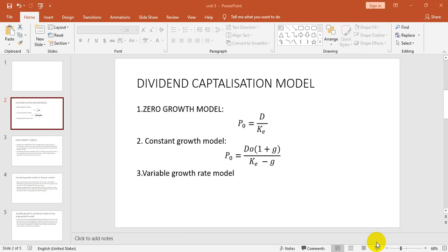I'm done with the 2 units, and in the third unit I have explained the theoretical part and the various formulas, the dividend capitalization model formula. There are three methods in the dividend capitalization model: zero growth rate, constant growth rate model and variable growth rate. In zero growth rate you have P0 is equal to D by Ke, that is, present value of stock is equal to dividend by required rate of return or cost of capital. And in the constant growth rate model, P0 is equal to D0 into (1 plus g) by Ke minus g. Here P0 is present value, D0 is dividend, 1 plus g is growth, K is cost of capital, g is again growth.